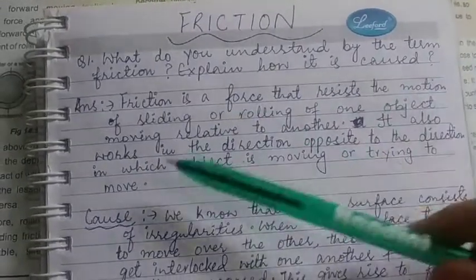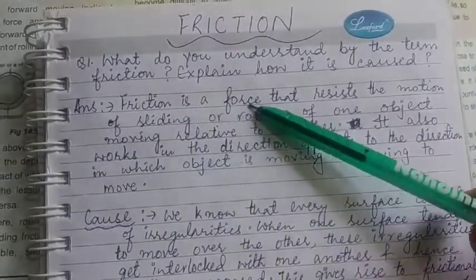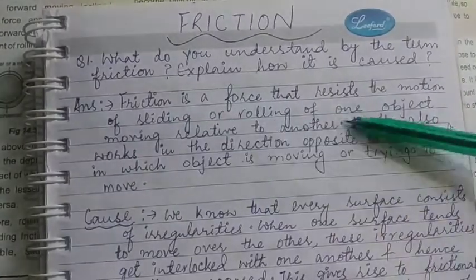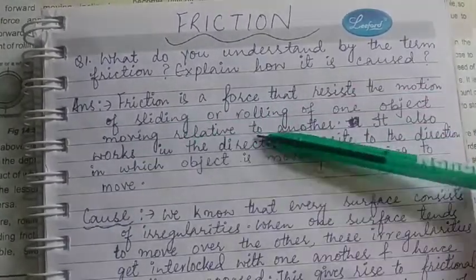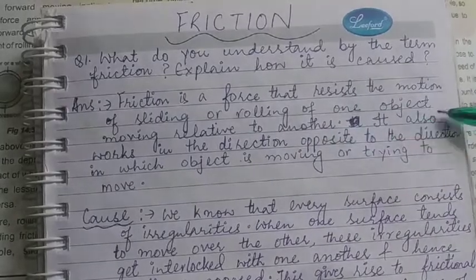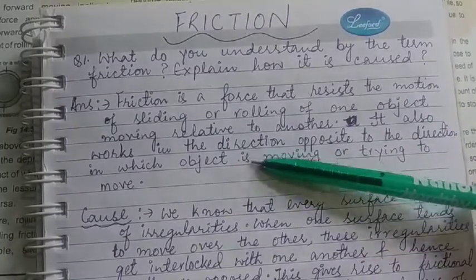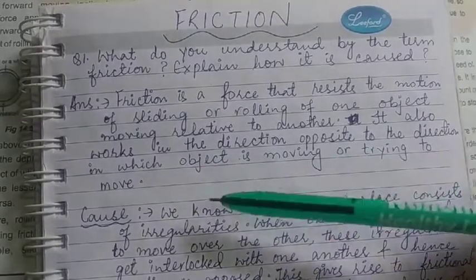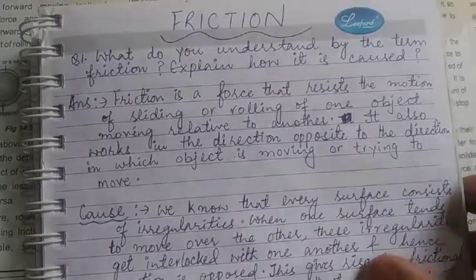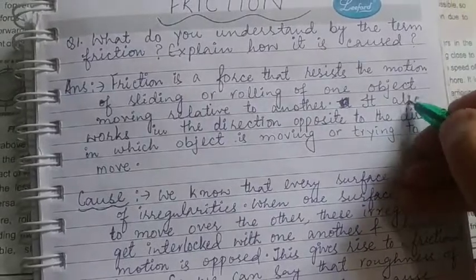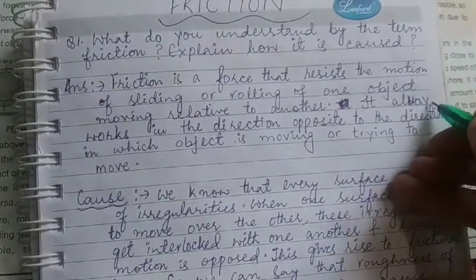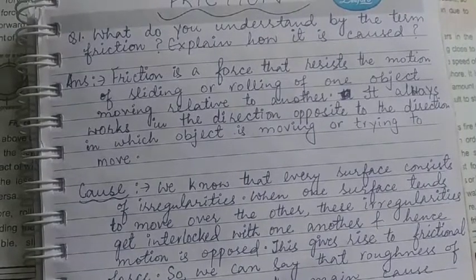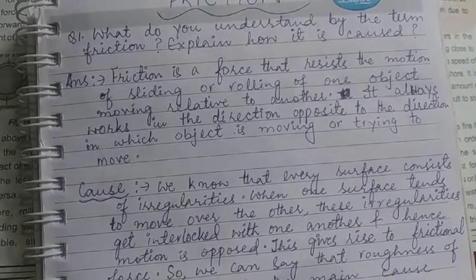Okay, so the answer is here: friction is a force that resists the motion of sliding or rolling of an object moving relative to another. It also works in the direction opposite to the direction in which the object is moving or trying to move. So it always works in the opposite direction. That means the direction of friction is always opposite to the direction in which the object is moving.